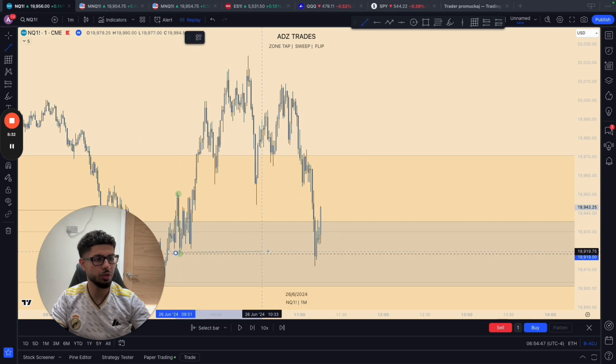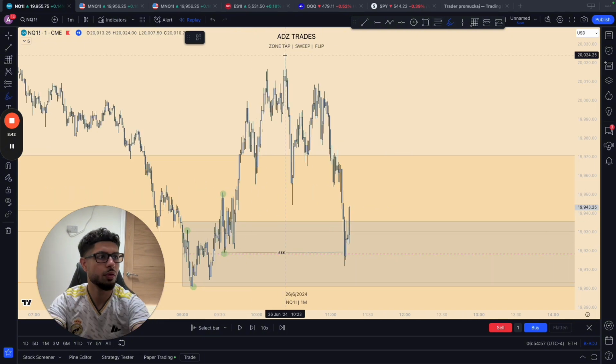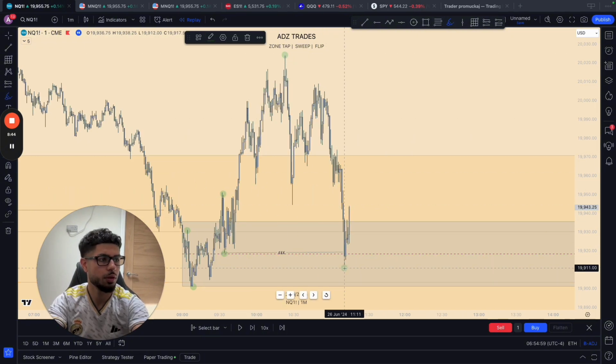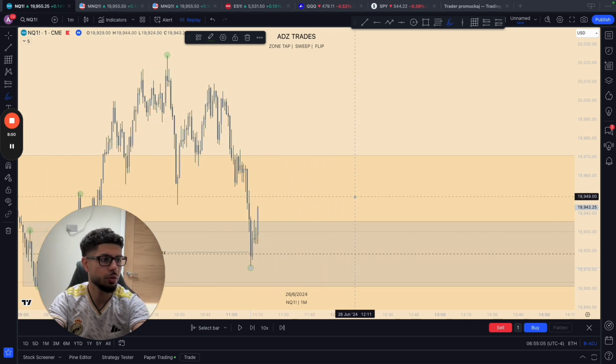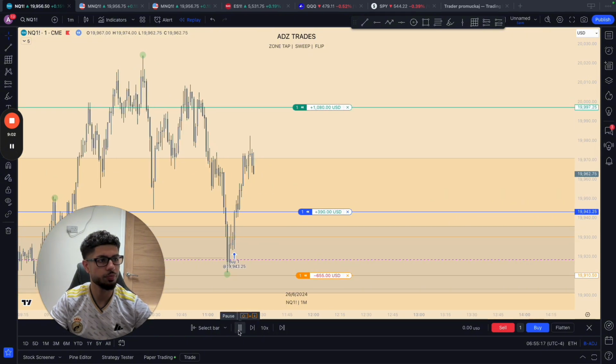We've swept liquidity exactly as planned. Right, and we've got our 6, right? 1, 2, 3, 4, 5, 6. So we've got our sweep, our tap, our sweep, and our flip. So all I'm going to do now is simply, my stop loss is going to be below here, and I'm going to target just below the highs. Play price out.